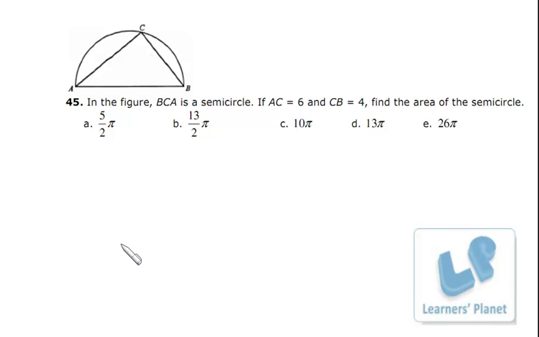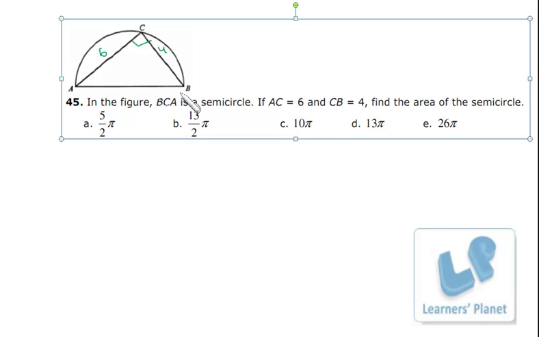In the given figure, BCA is a semicircle, AC is 6 and CB is equal to 4. Find the area of the semicircle. To be able to find the area of the semicircle, we require the radius of the circle, right? Now this angle is 90 degrees, because that is the angle in a semicircle. This is 6, this is 4, right?